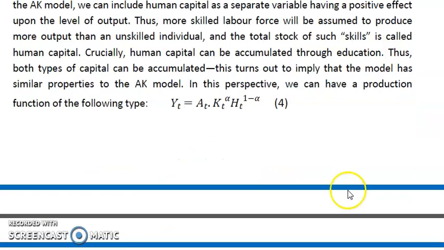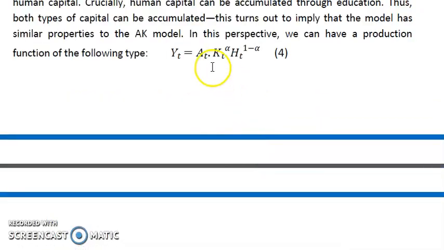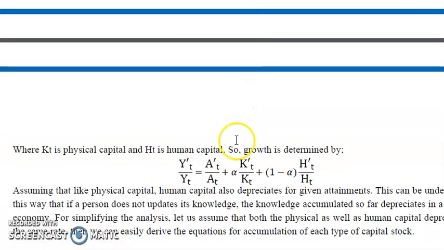That is equation number 4, where K_t is physical capital and H_t is human capital. K_t raised to alpha, H_t raised to 1 minus alpha. Human capital is in the place of labor force, capital L.